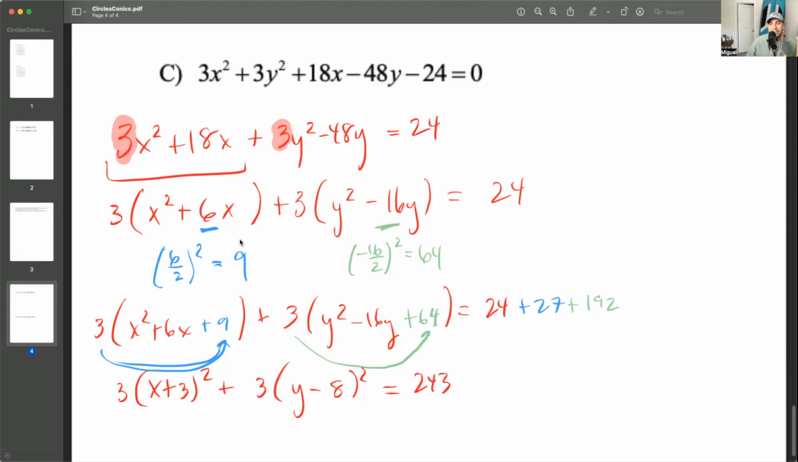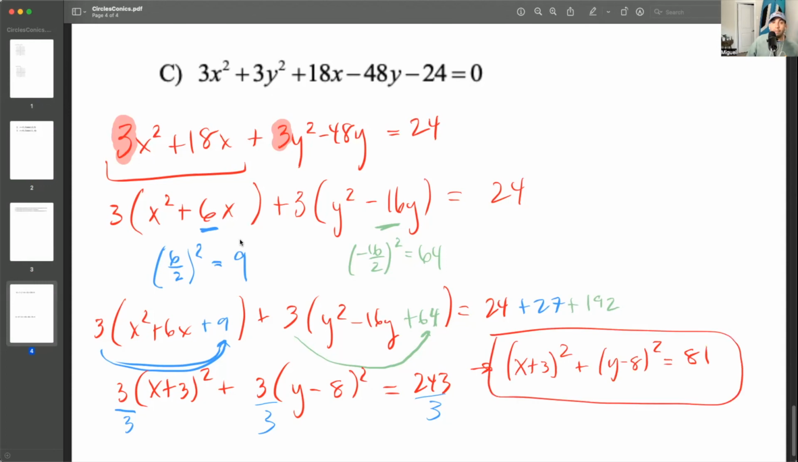Why? Because you'll notice that there's still 3's outside the parentheses. And we don't want that because the general form or the standard form for a circle did not have that. It didn't have anything outside the parentheses. So what we have to do is divide everything by 3. And that will simplify into this particular value. So for the first parentheses, the 3's cancel out. So we're left with x plus 3 squared plus y minus 8 squared equals, and now all we have to do is divide the 243 by 3, and that gives me 81.